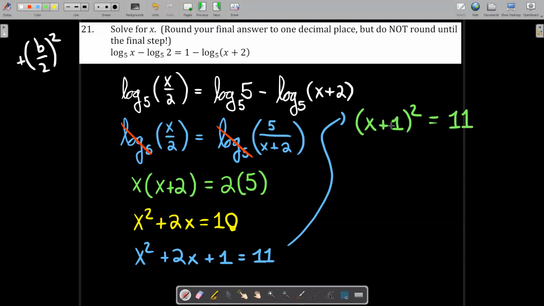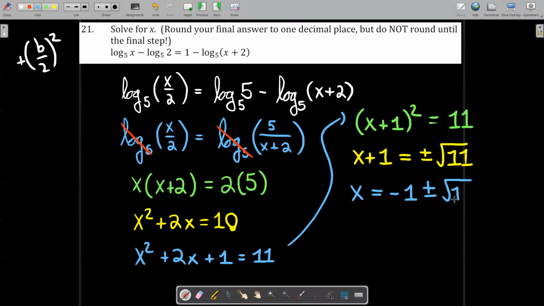Now we get to the x by taking the square root of both sides. So x plus 1 is equal to the positive and negative square root of 11. And then we get the x by itself by subtracting 1 on both sides. And then we're pretty much done. x equals negative 1 plus or minus the square root of 11. Now, I don't know exactly off the top of my head what the square root of 11 is, but I know it's going to be a little bit bigger than 3 because the square root of 9 is 3, right?